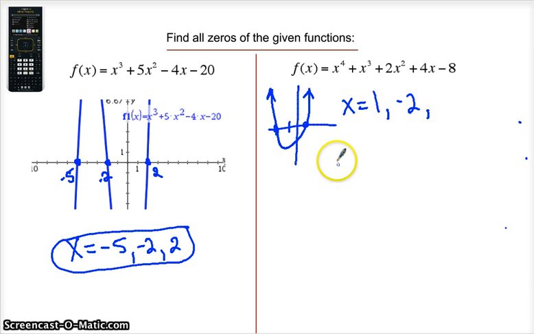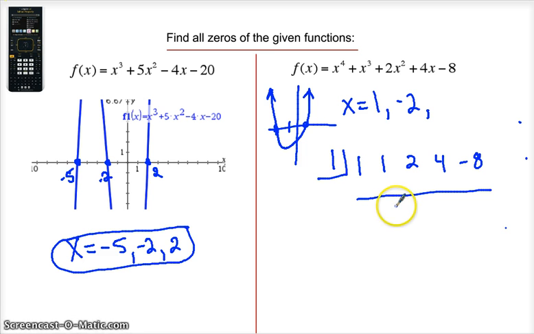If I know some of my zeros, I can divide them away using synthetic division and find what's left over. So I'm going to go ahead and do that very quickly. Oops, adding there. Multiply by 1 again is 2. Add them up. Makes 4. Add them up. Makes 0.